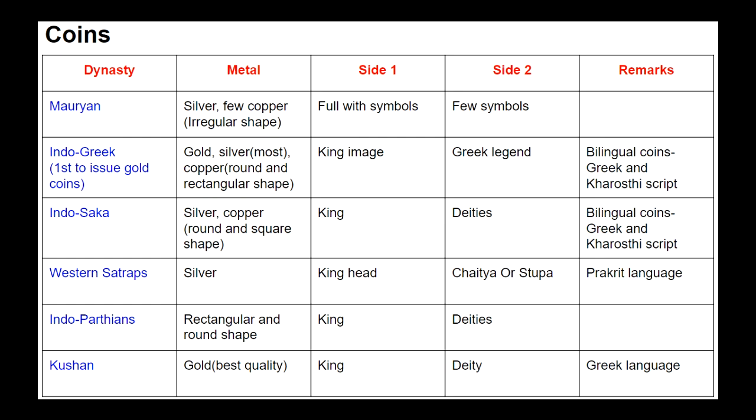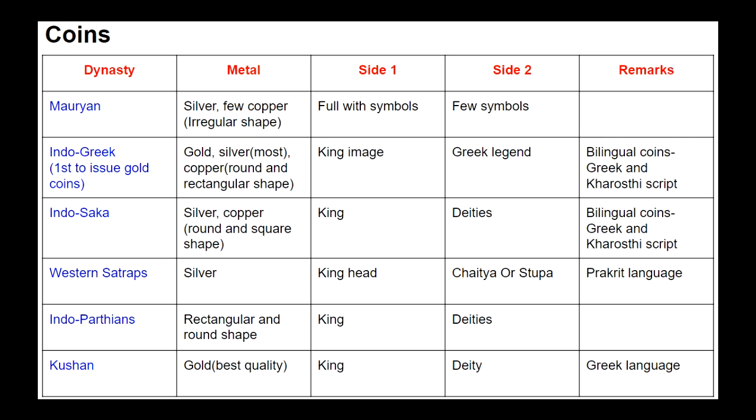Then Indo-Saka. They followed the same pattern as the Indo-Greeks. They issued silver and copper coins, and their coins were in round and square shape. They also issued a small number of gold coins, but it was very small. On one side of the coin was the image of the king, and on the other side, deities, and the coins were bilingual, Greek and Kharoshthi script. Then the Western Satrap issued mainly silver coins, and on one side of the coin there was the king's head, and on the other side there is a Chaitya or Stupa, and the language was Prakrit. Then Indo-Parthians. Indo-Parthians issued rectangular and round shaped coins with the king's image on one side and the deities' image on the other side.